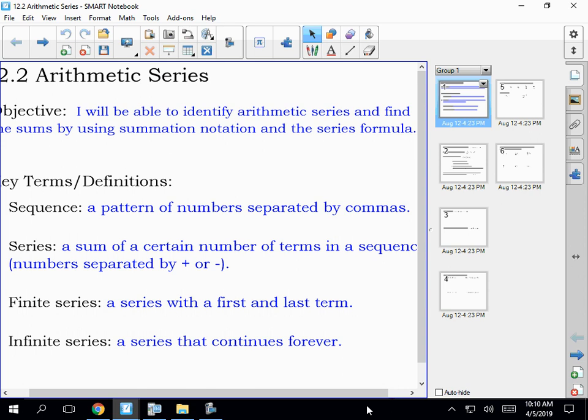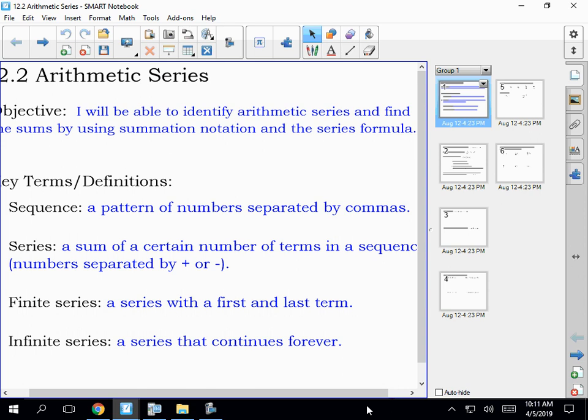We're going to be asked to find the sums of some finite arithmetic series. Finite just means there's a first and last term, like on this problem from the homework. There's a first term and a last term, the 20th term. So that would be a finite series. And then an infinite series would be one that continues forever. We're not going to find the sum of an infinite arithmetic series, but we will do that with geometric series.